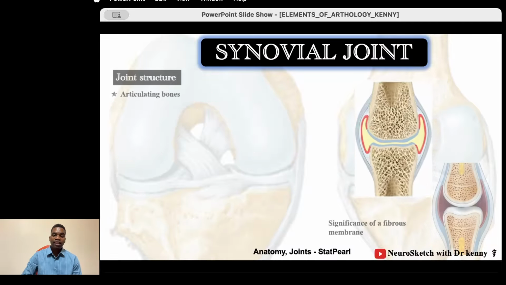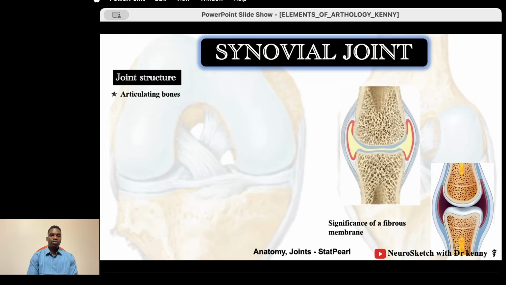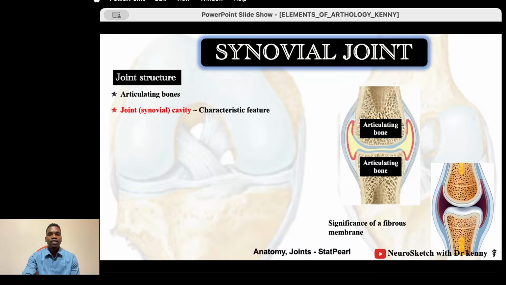So it's also important to discuss the joint structure of a synovial joint. A synovial joint, being a joint, means there should always be articulating bones. The bones come together to form these joints. So these are the articulating bones. But what is the important characteristic feature of a synovial joint? It is the presence of a joint cavity, or the synovial cavity. Don't you forget about that one.